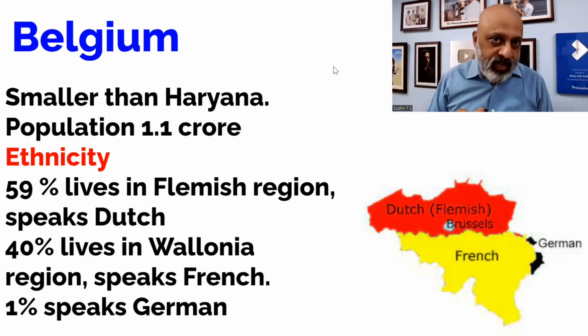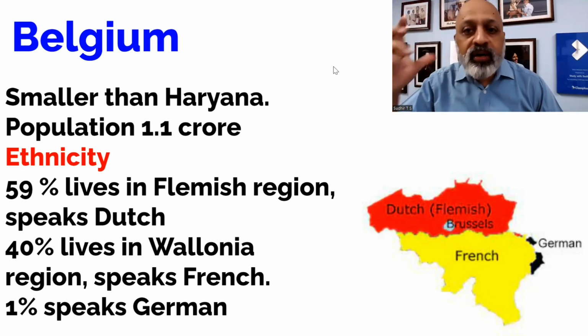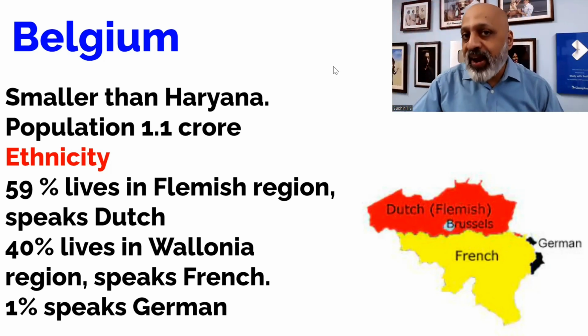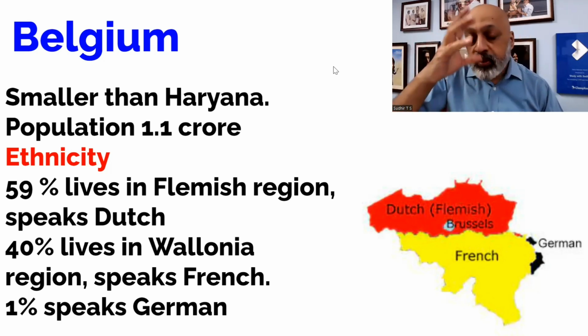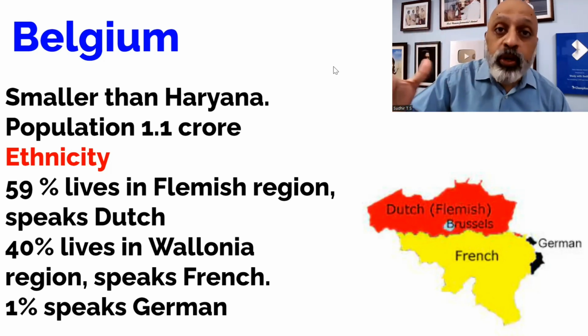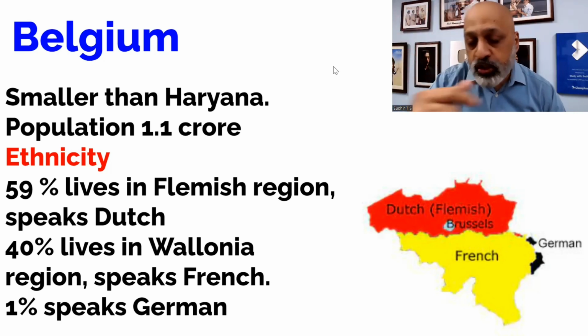If you see the map that I put on the right-hand side of your screen, the red part, the northern part, is the Flemish or the Flanders region, as it is called. They speak Dutch. The southern part, the Wallonia region, speaks French. And Germany is on the right-hand side, which I just showed you in the map.